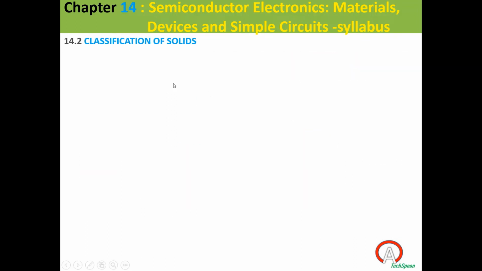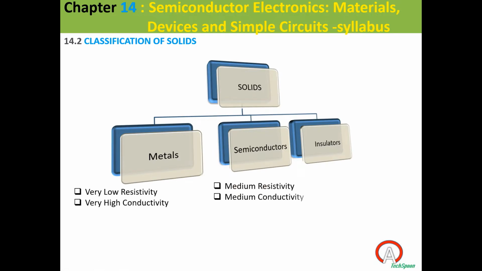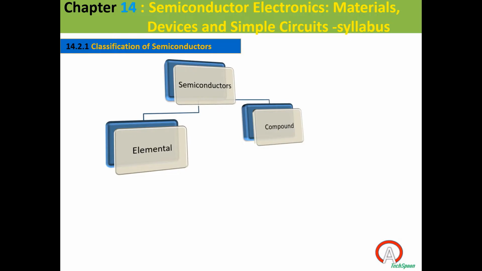Then classification of solids, right? What are the different classifications of solids? We know that it's metal, semiconductor, and insulator. So the resistivity and the conductivity, that we studied. And classification of semiconductors on the basis of chemical composition: elemental and compound. What are the examples of elemental semiconductors? Silicon and germanium.